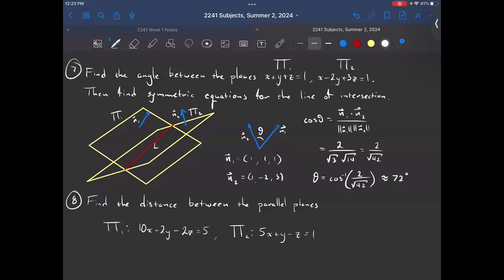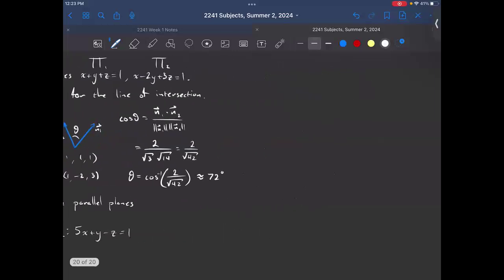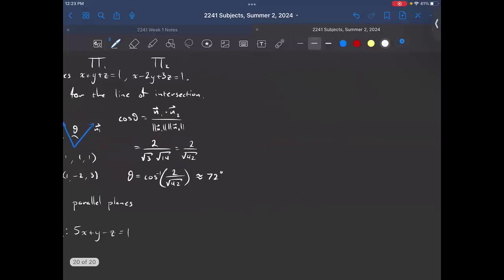Where do we get our direction vector from? It'll be the normal vectors. So let's do this. We have x plus y, and if we set z equal to 0 right here, we get x plus y equals 1. Our second equation, x minus 2y equals 1.